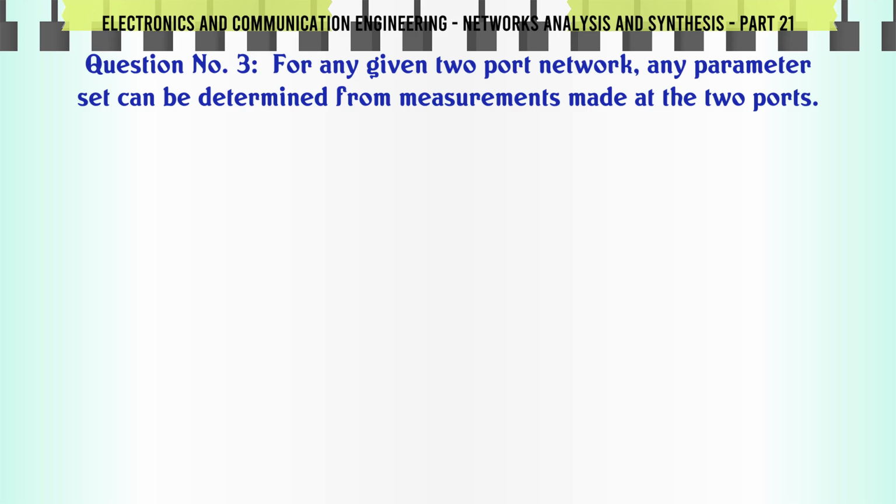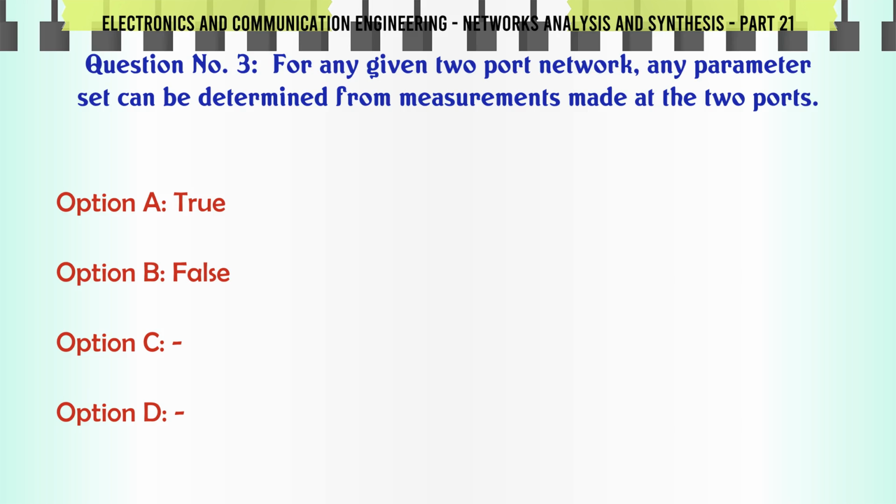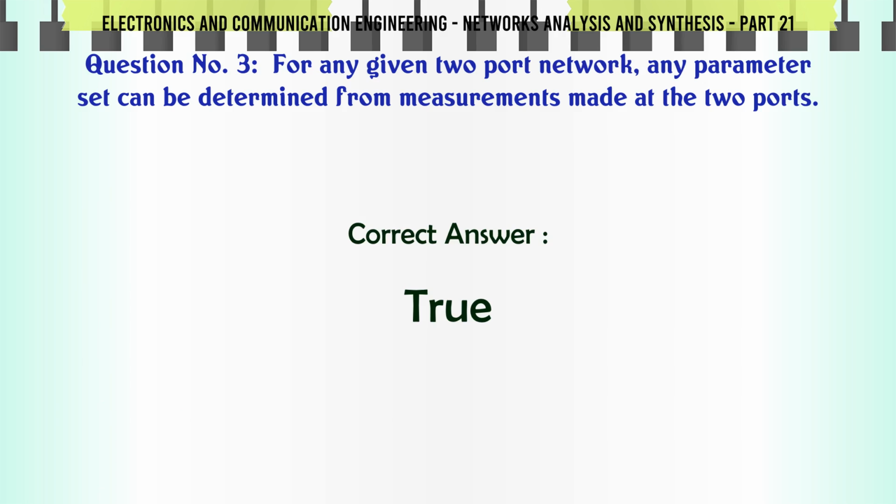For any given two-port network, any parameter set can be determined from measurements made at the two ports. A true, B false. The correct answer is true.